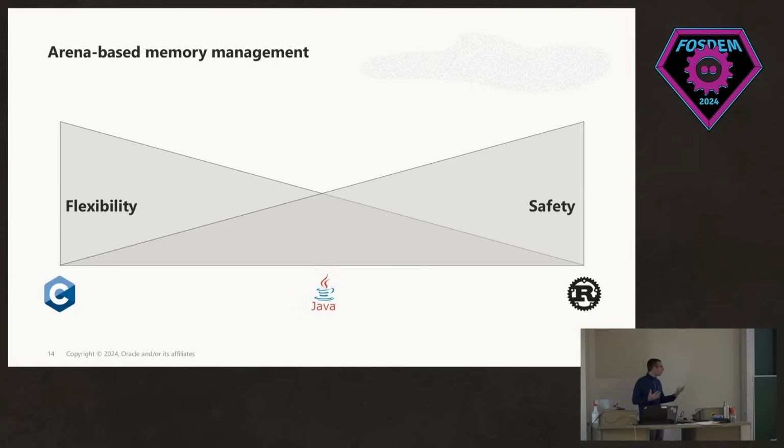So what we are trying to do here is to find a happy balance between the flexibility of C's deterministic memory management, where you have to do free and malloc explicitly. That's very flexible, but it's also very unsafe because you can have use after free, you can have memory leaks, or the extreme safety of Rust, which comes at the expense of some flexibility when you try to code.